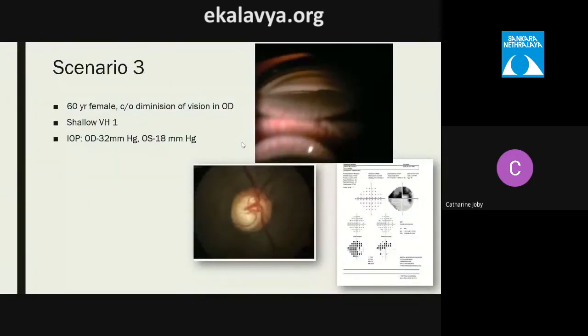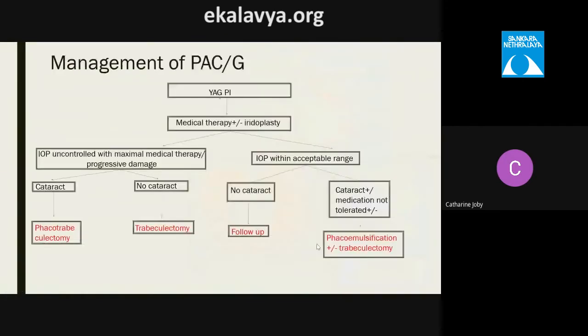Case scenario 3. A 60-year-old female presented with complaints of diminution of vision in the right eye. The right eye showed Van Herick's grade 1, and intraocular pressure was 32 millimeters of mercury in the right eye and 18 in the left eye. The gonioscopy showed angle closure with peripheral anterior synechiae, and the right eye disc image and the visual field are given.